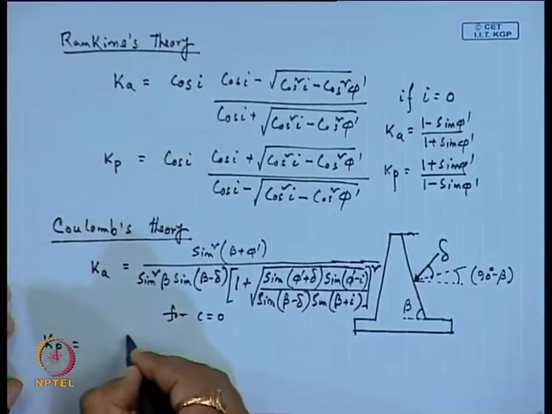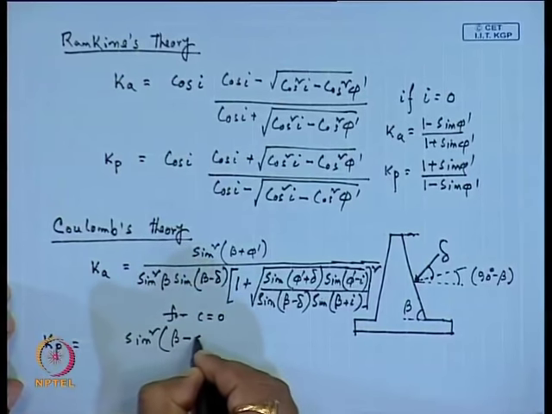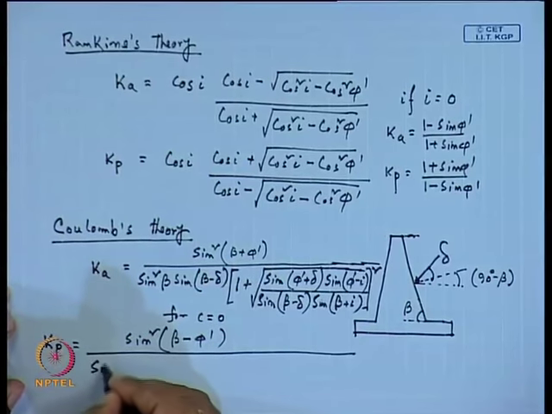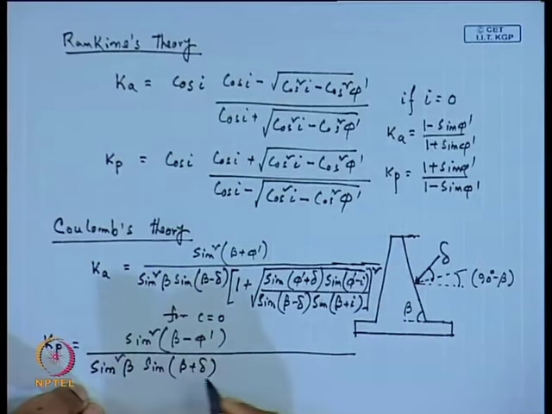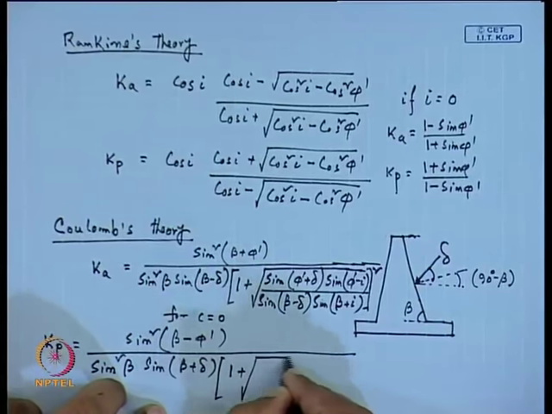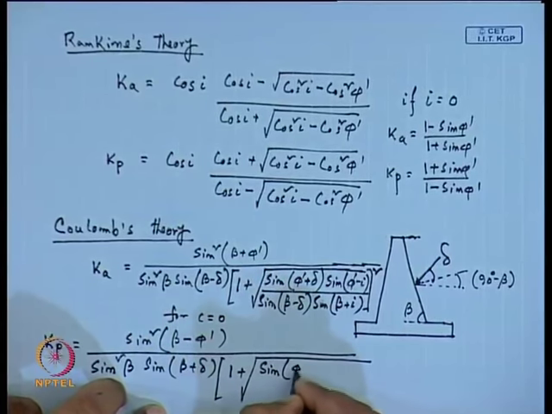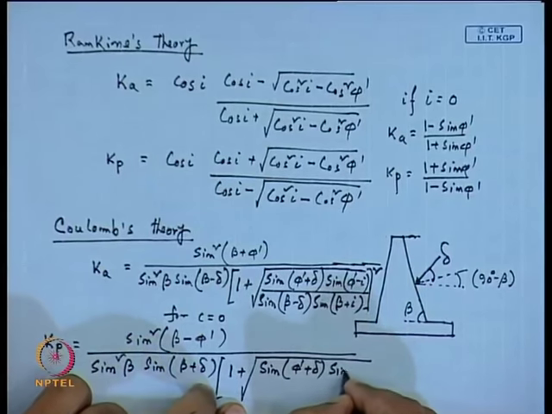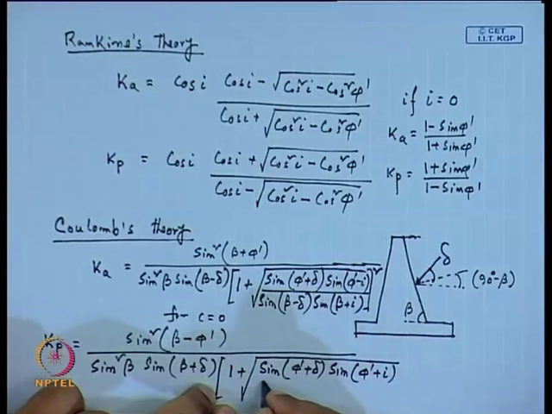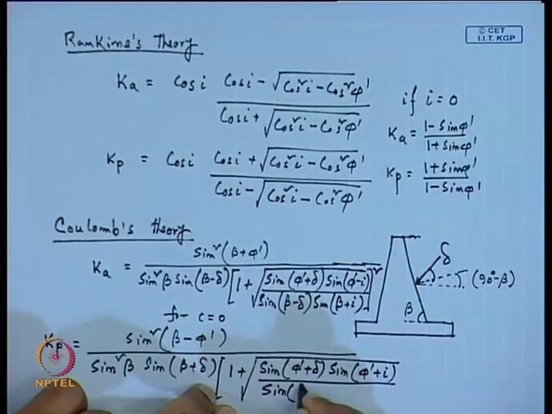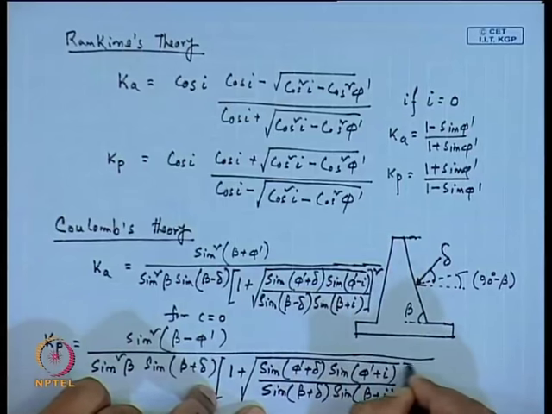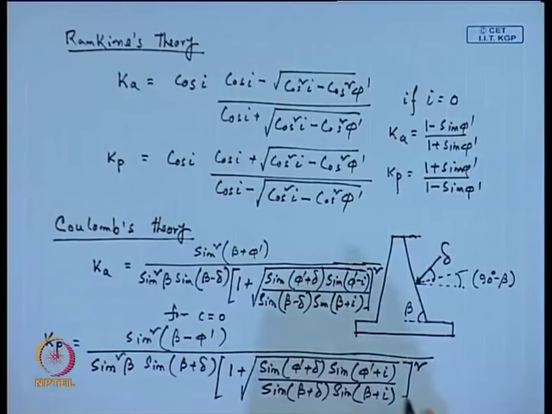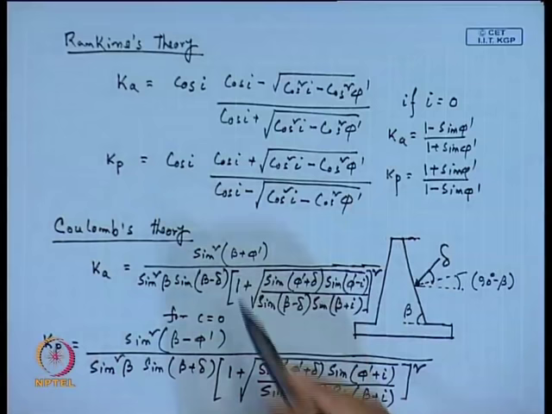Now, similarly, K_p will be calculated by sin square (beta minus phi dash), divided by sin square beta into sin (beta plus delta), into [1 plus root over (sin (phi dash plus delta) into sin (phi dash plus i)) divided by (sin (beta plus delta) into sin (beta plus i))], then total square. So, in this way we can determine the passive and active coefficients of earth pressure for Rankine's theory and for Coulomb's theory under different conditions.